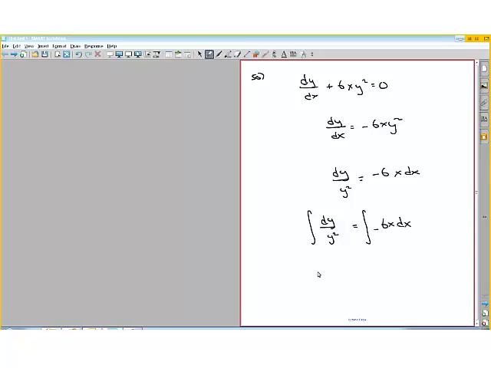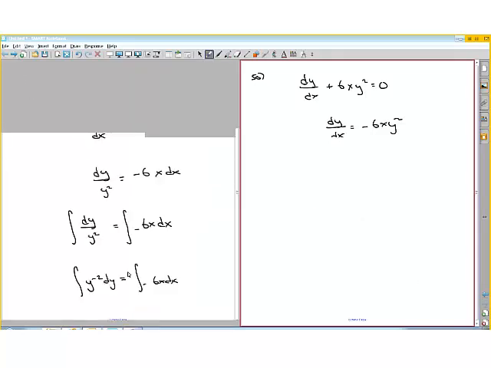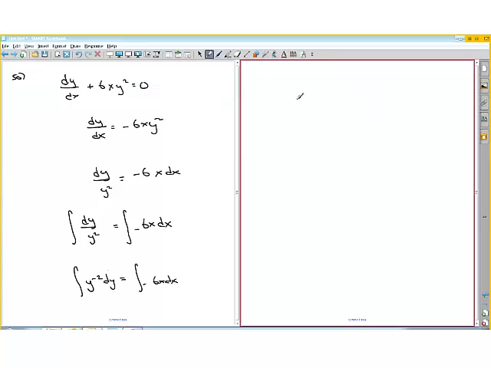And this is the same as y to the minus 2 dy. So when we integrate that, we'll add 1 to the exponent. So we'll get y to the minus 1 power divided by negative 1. The right-hand side will become negative 6, the constant, times the integral of x dx, which is x squared over 2. And we'll add our arbitrary constant c.